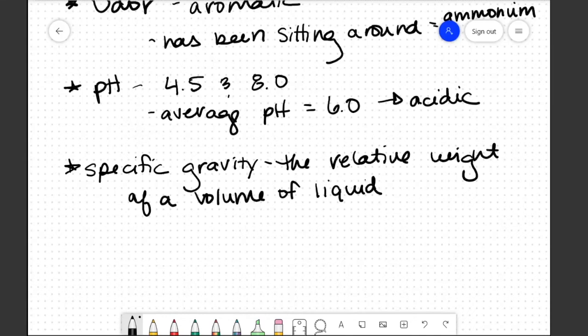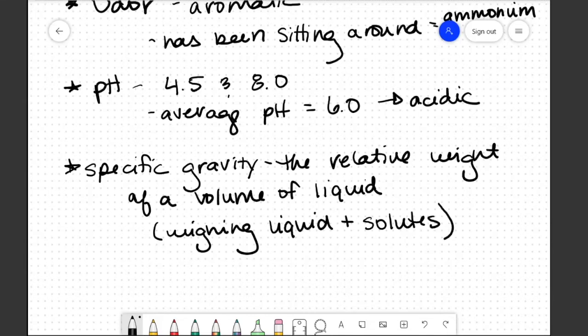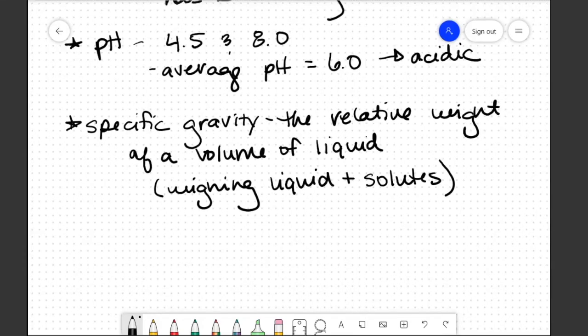Really what it is, is weighing the liquid plus any solutes. Remember, the liquid would be the solvent, and the things that are in the liquid, any solids, would be the solute, any particles, any other ions. So specific gravity is technically weighing anything that's in the liquid, and they're doing it by comparing it to actual gravity. They're comparing it to distilled water.